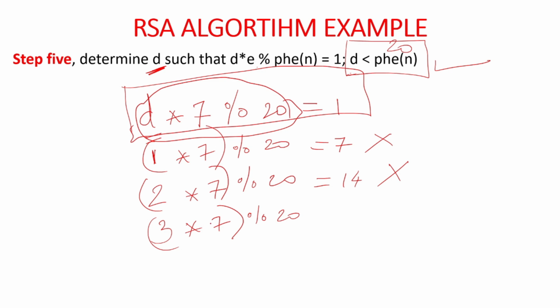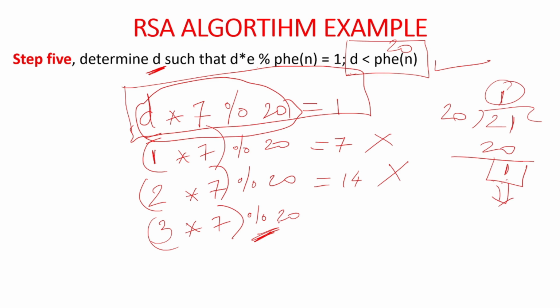3 into 7 is 21. So 21 will come over here. So 21 mod 20. What is 21 mod 20? 21 minus 20 leaves remainder 1. So answer will remain 1. Modulo means we have to always take the remainder as the answer. Mod means remainder. So answer of this is 1 and we want 1 only as an answer. So this is correct. So value of D should be 3. So we got the value of D as 3.